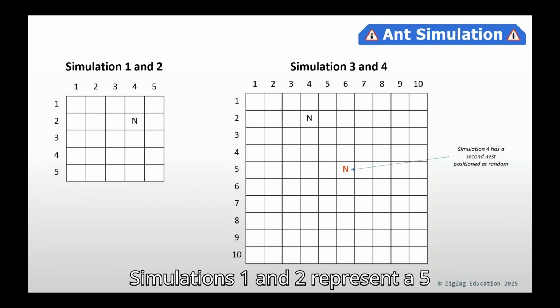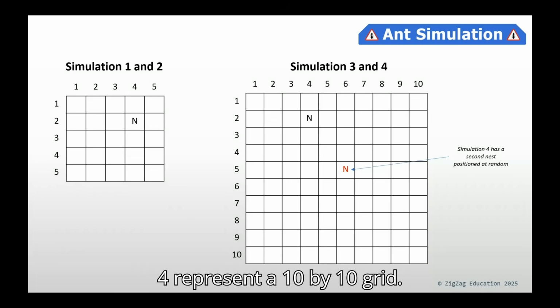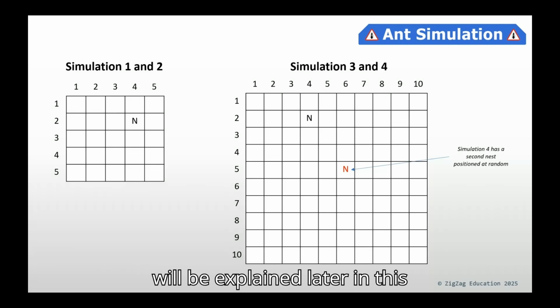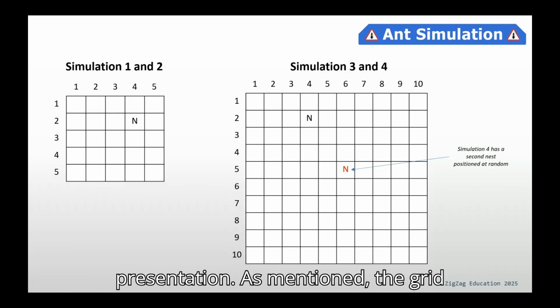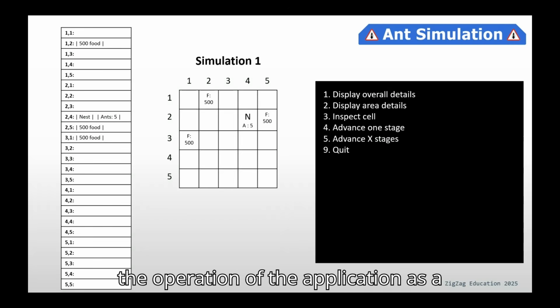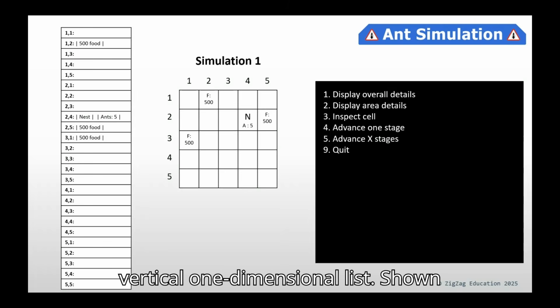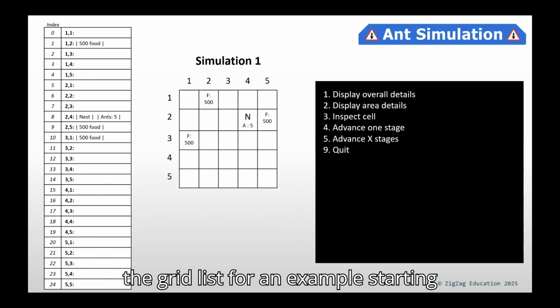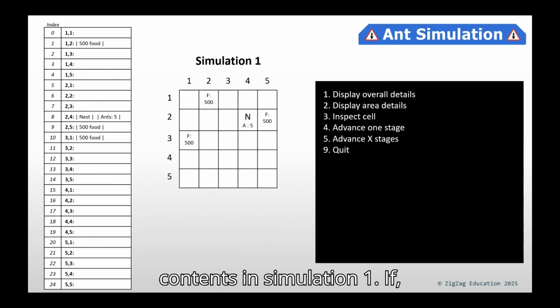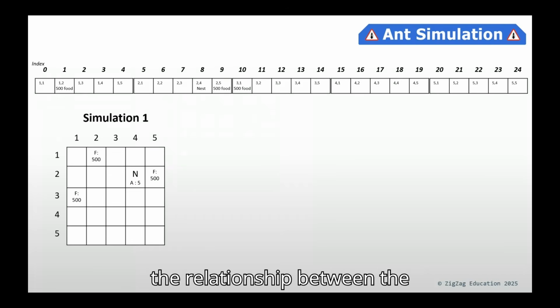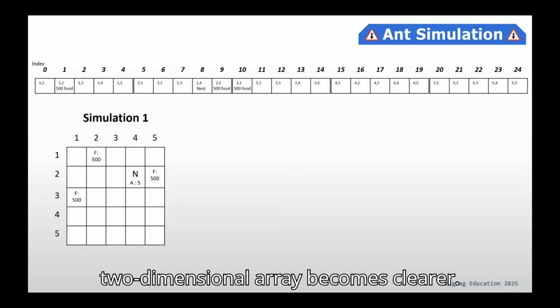Simulations 1 and 2 represent a 5 by 5 grid. Simulations 3 and 4 represent a 10 by 10 grid. Details of what is contained in the grid will be explained later in this presentation. As mentioned, the grid is stored and shown on the screen during the operation of the application as a vertical one-dimensional list. Shown here are the actual index positions of the grid list for an example starting contents in Simulation 1. If, however, we rotate this to be horizontal, the relationship between the two-dimensional array becomes clearer.